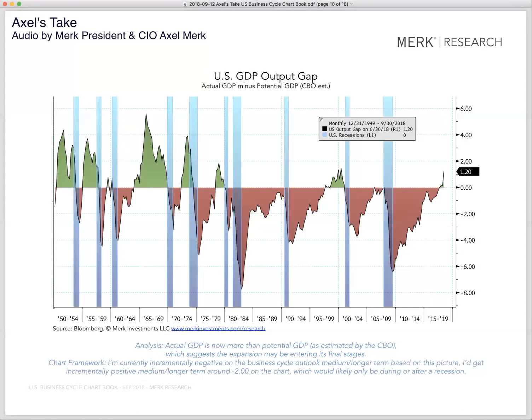There is another indication here. The Congressional Budget Office has a potential GDP that they announce. According to that metric, we're also running above capacity. And of course, reasonable minds will disagree on some of the details of how these metrics are constructed. So they're just reference points.